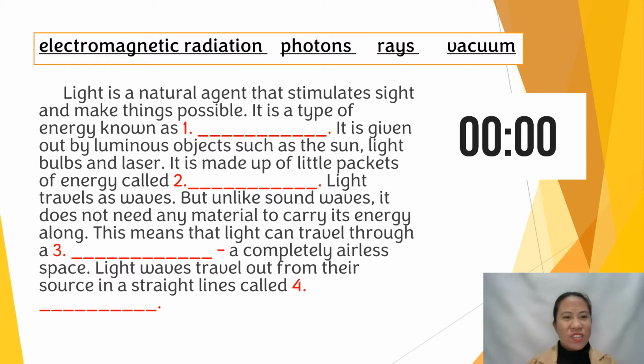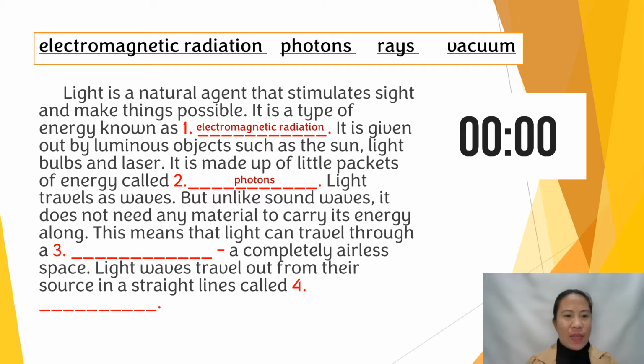Okay, so let us check your answer. Light is a natural agent that stimulates sight and makes things possible. It is a type of energy known as electromagnetic radiation. It is given out by luminous objects such as the sun, light bulbs, and laser. It is made up of little packets of energy called photons.